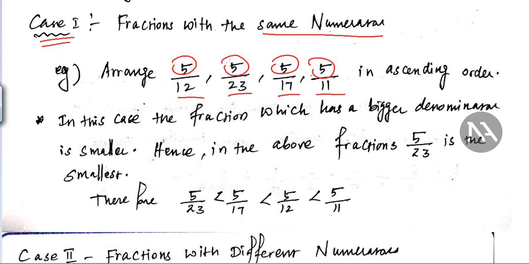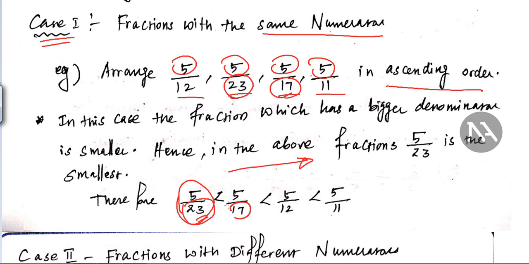If the numerators are the same, the largest denominator gives the smallest fraction, because they are asking to arrange in ascending order. Ascending order means increasing manner. So the largest denominator gives the smallest fraction. Then next to 5 by 23, what is next? 17 is the bigger number next to 23, so 5 by 17 is the next greatest. That means 5 by 23 is less than 5 by 17.